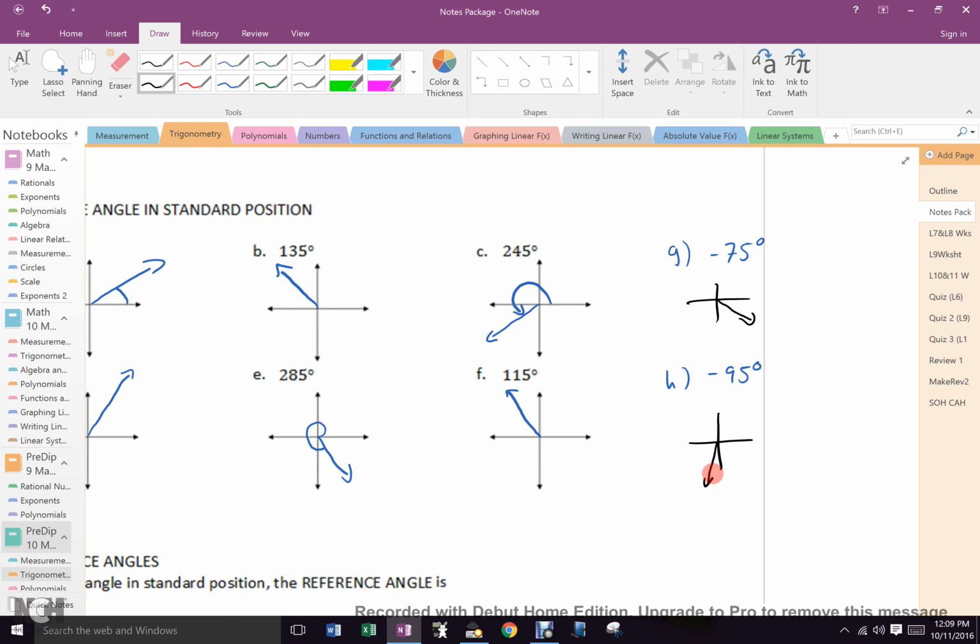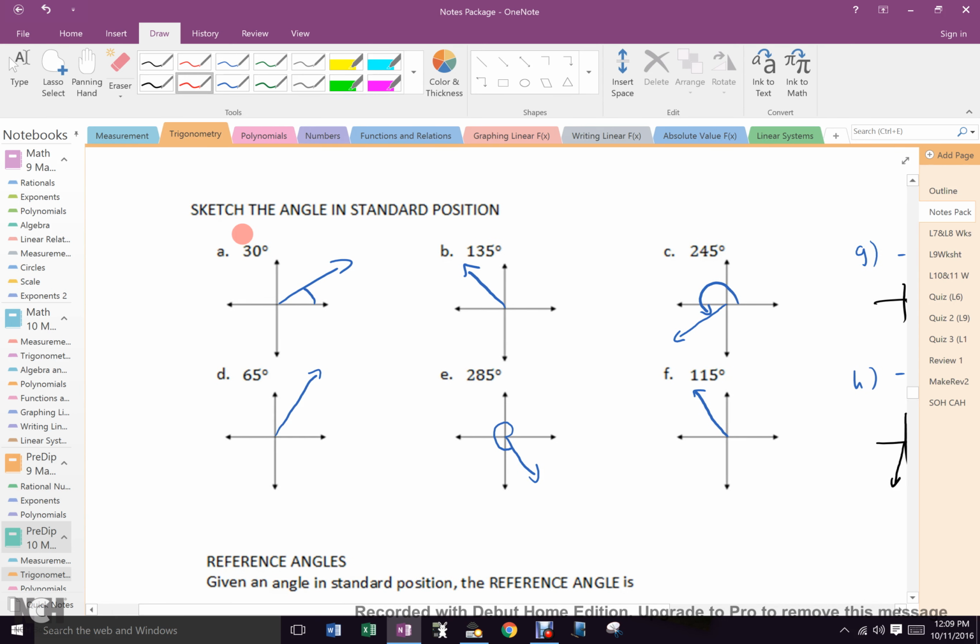To draw 400 just for fun, it would look like this. I'll do it in red. You would go all the way around like a snail, stop there, and that's what it would have to be. Cool? Everybody good? So if it was 780, I'd have to go around twice and stop at 60. Got it? Okay. Next thing.